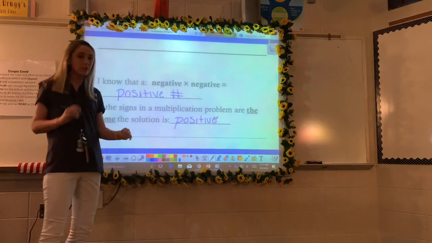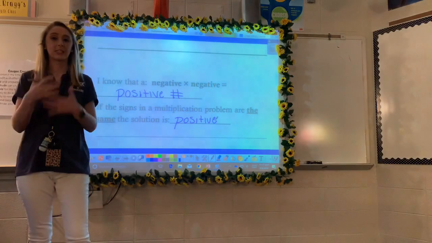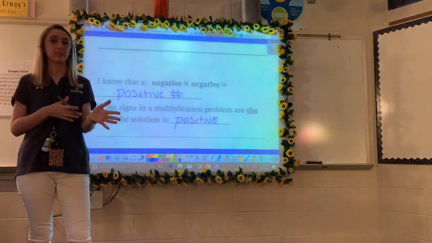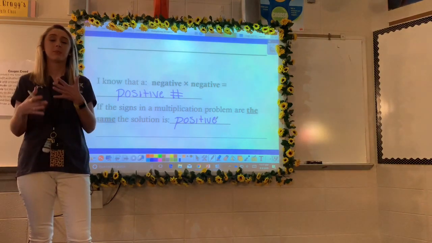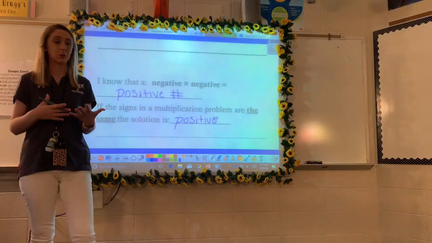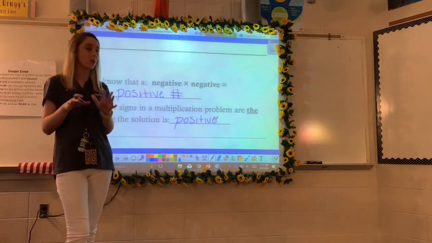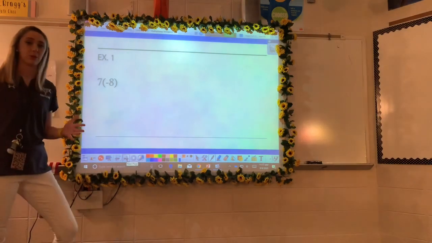Hopefully that might be some review. If not, that's okay. Just remember when the signs are the same, so if it's 2 positives and you multiply them, you're going to get positive. Same thing if it's 2 negatives, you're going to get positive, because same signs give you positive and different signs give you negative. We're going to keep repeating that, so hopefully you remember it so it's not too overwhelming at once. Let's move on and try an example.